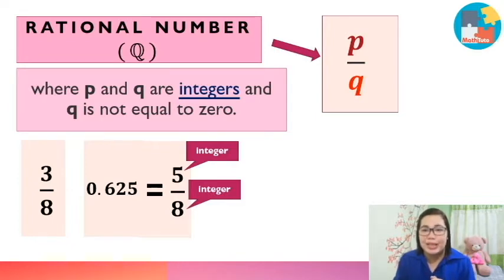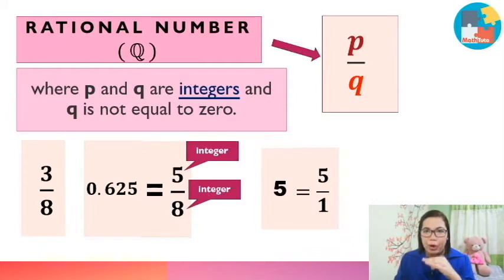not equal to 0. How about 5? Now, walay denominator gihapon si 5, diba? But 5 can be written as 5/1 because any number divided by 1 is just the same number. Therefore, 5 is a rational number.